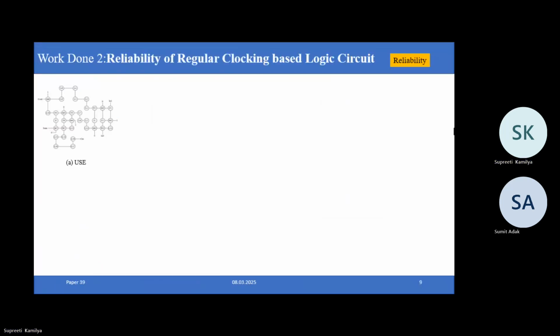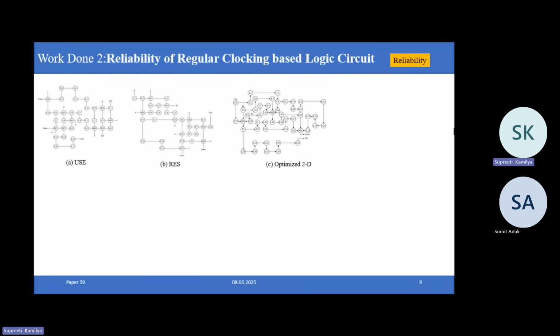And the second one, as I have discussed, we have taken four different digital circuits: flip-flop, latch, multiplexer, and adder. We have tried to find out which clocking scheme is suitable to realize these four types of digital circuits. We have taken four well-known clocking schemes: USC, RES, optimized 2D, and zigzag. First, we used the HDLQ model to find out the fault tolerance capability, because we wanted the suitable clocking scheme in terms of fault tolerance capability. This one is the HDLQ model for the 1-bit full adder.